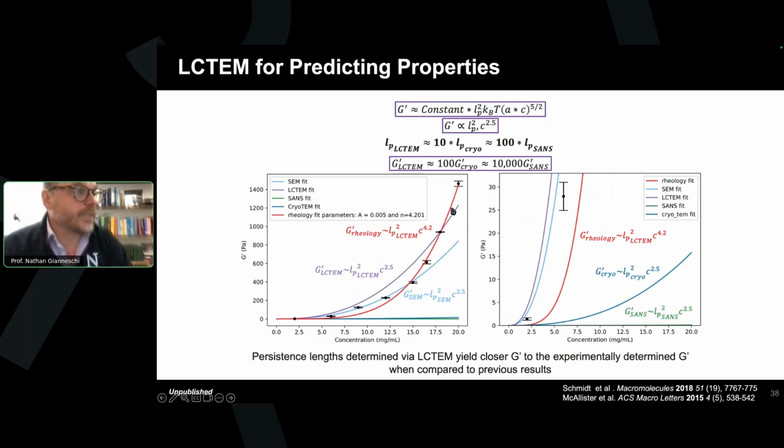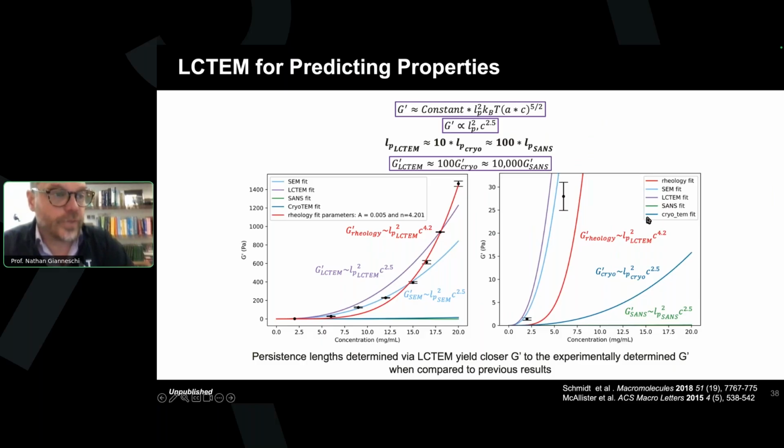In black here are those experimental data now plotted as concentration versus G prime. So that's the real rheology there, and then fit to the red curve is the prediction from the SEM measurement shown here. The LCTEM experiment is shown in purple. So we're getting much closer, and that's really highlighted on the right-hand side here. Obviously the neutron scattering measurement is not going to be accurate. It's not interrogating the right length scale, right? You're not in the ultra small angle region where you would see these micron scale structures at all.